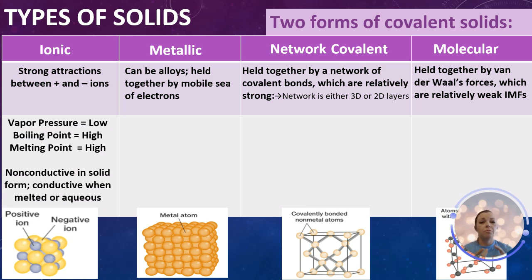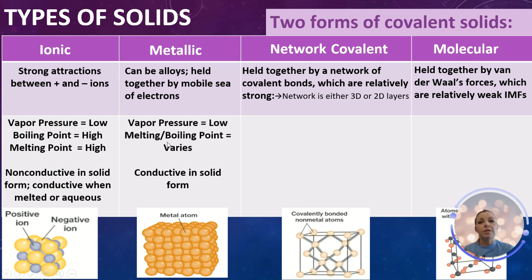But as soon as you melt them or dissolve them, then those charges can move, and that's when they become conductive. Because remember, to be conductive, you have to have mobile charges. So metallic solids have a low vapor pressure. The melting and boiling point of metallic solids can vary, especially if you make it an alloy. But a very indicative thing here is that they're conductive in solid form. So that's how you would distinguish an ionic compound from a metallic compound.